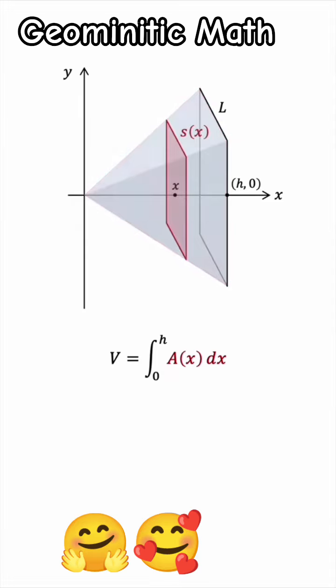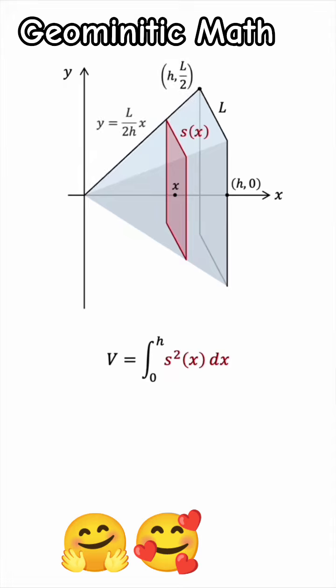Since we're taking a square-based pyramid, a is s squared, and s in terms of x can be found by observing that this line has slope L over 2h. This point belongs to the line, and its y-coordinate is s over 2. So, s is L over h times x, and we can now square this equation, and we're ready to integrate.